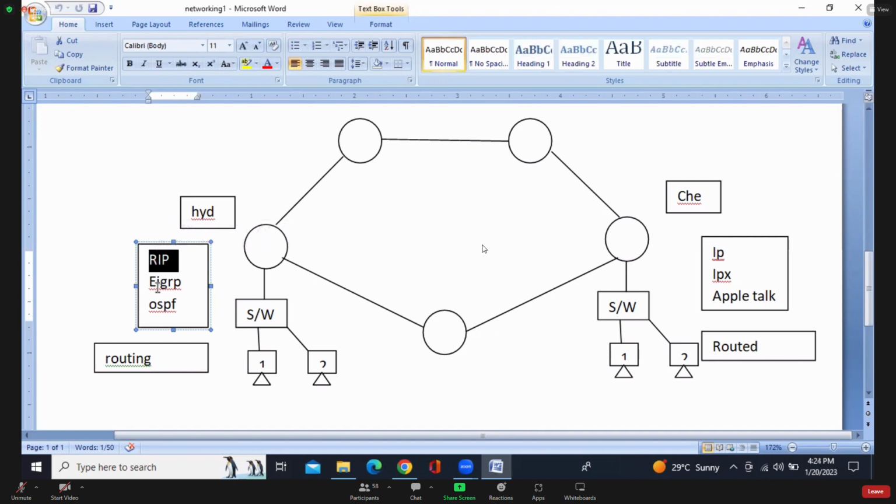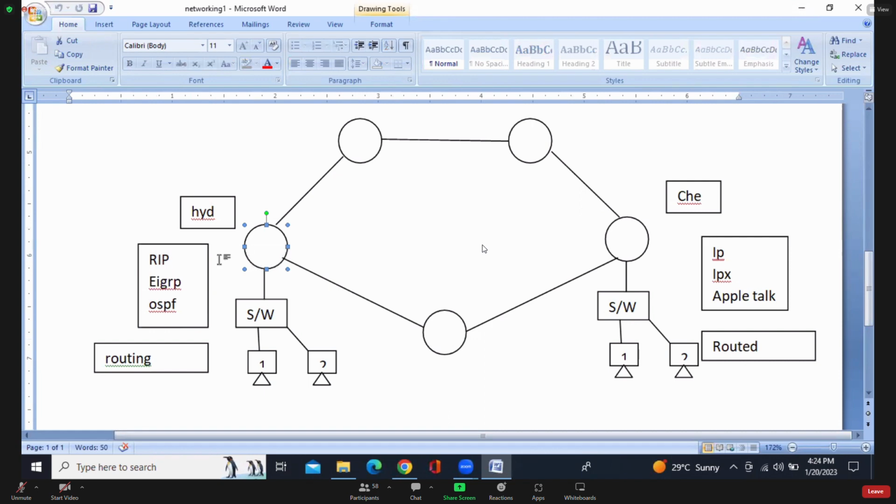From CCNA Routing and Switching V3 onwards, people are not teaching RIP. So we are using EIGRP and OSPF. EIGRP stands for Enhanced Interior Gateway Routing Protocol. If you configure EIGRP in this router, it will decide the best path by bandwidth. For example, this side has 100 Mbps bandwidth and this side has 1000 Mbps bandwidth. EIGRP will decide this is the best path to reach the destination.